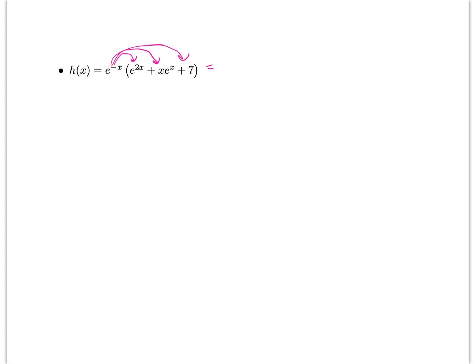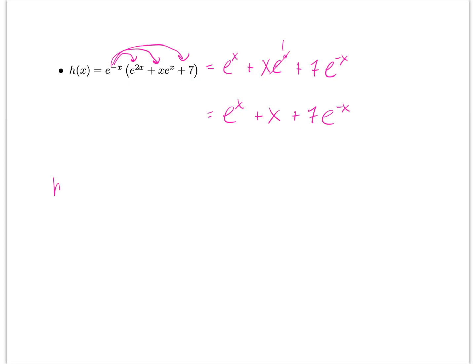So this is going to come out to e to the negative x times e to the 2x. I'm multiplying like bases, so I'm going to add the exponents, and I get e to the 1x. Okay, and then e to the negative x times x e to the x. Multiplying like bases, e to the negative x times e to the x, when you add the exponents, you get 0. So this becomes x e to the 0. And then when I do e to the negative x times 7, that's pretty straightforward, 7e to the negative x. So to simplify this, I get e to the x plus x, because anything to 0 is 1, and plus 7e to the negative x.